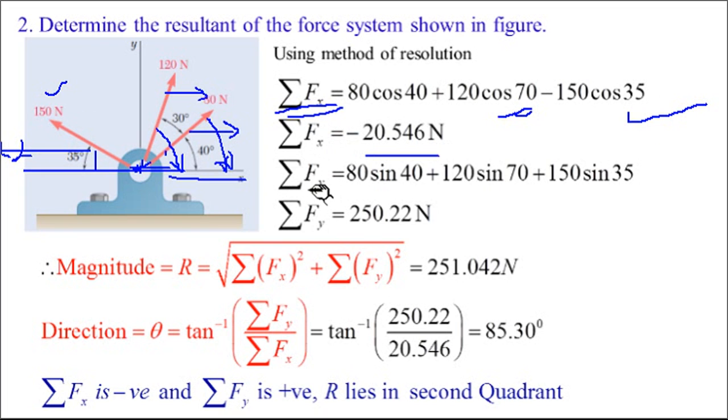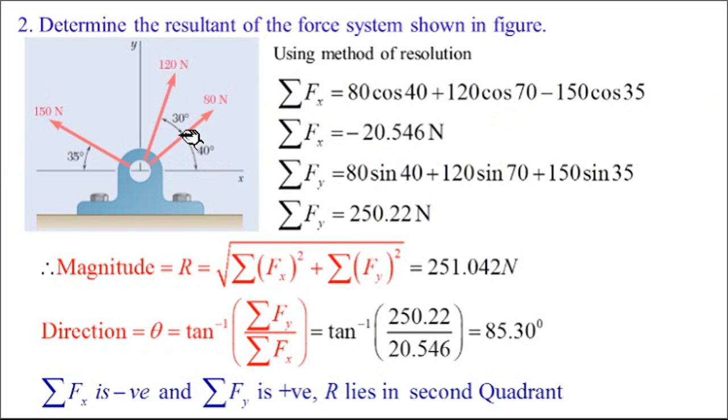Similar to Fx, now resolve these forces in y direction. All three forces are above this axis, so they will be resolved in y direction and all will be positive. Means here the sign convention of all the forces will be positive. So 90 sin 40 plus 120 sin 70 plus 150 sin 35. If we add this, we will get summation of Fy.